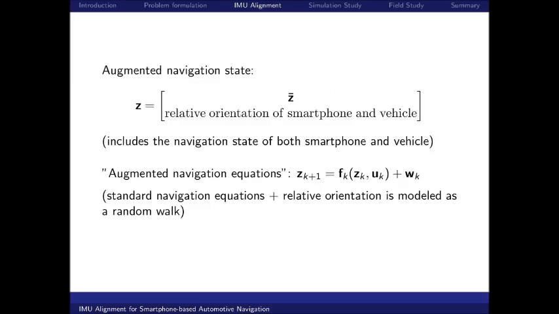So we construct an augmented navigation state, Z, which includes the old navigation state and the orientation between S and B. Our new state equation will be composed of the standard navigation equations for the old navigation state, and for the new states we will use a random walk model. More precisely, I will model the Euler angle errors to develop according to a random walk.